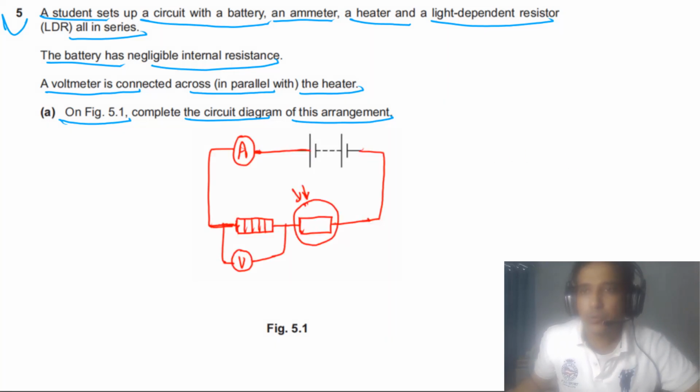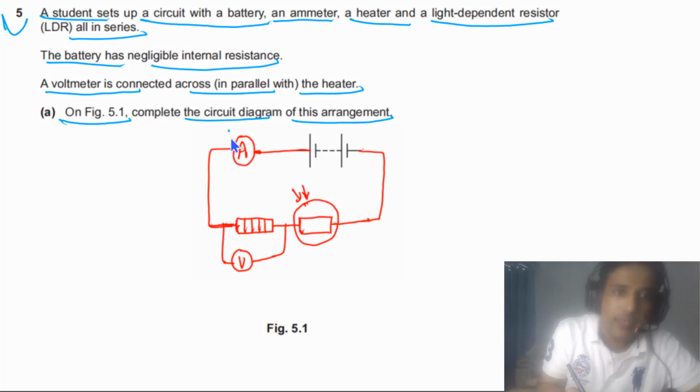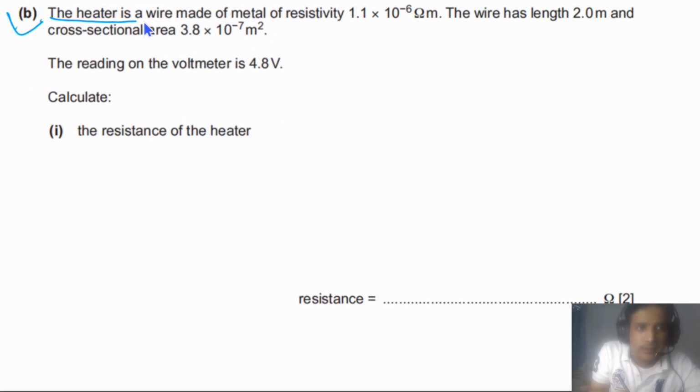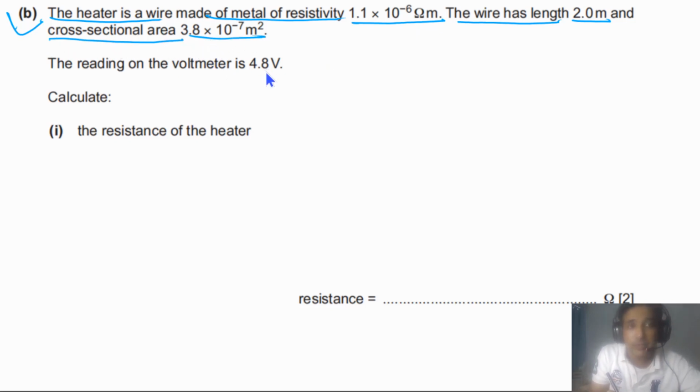So this is how we can simply sketch this circuit. We have the ammeter in series, the heater in series, the LDR in series, and the voltmeter connected across the heater. Part B says the heater is a wire made of metal of resistivity 1.1 times 10 to minus 6 ohm meters. The wire has length 2.0 meters and the cross-sectional area of the wire is 3.8 times 10 to minus 7 meters squared. The reading on the voltmeter is 4.8 volts.